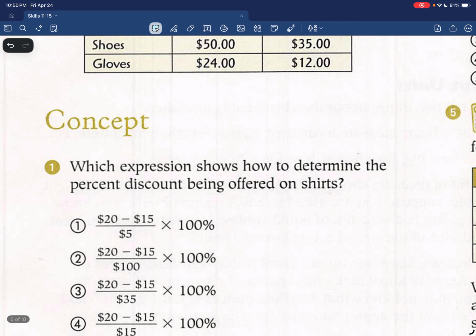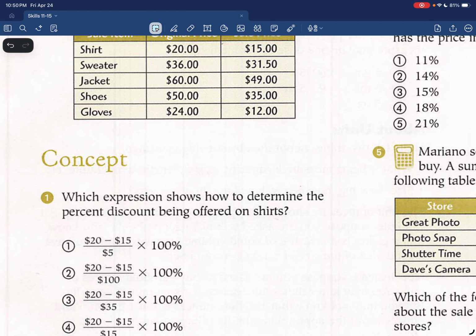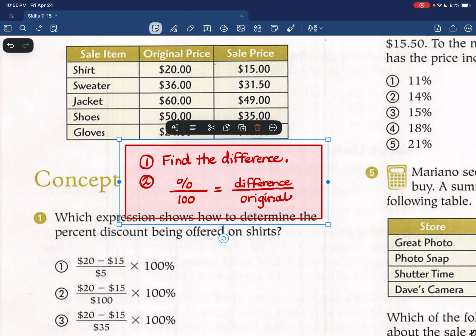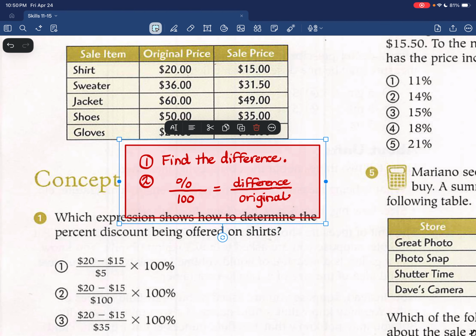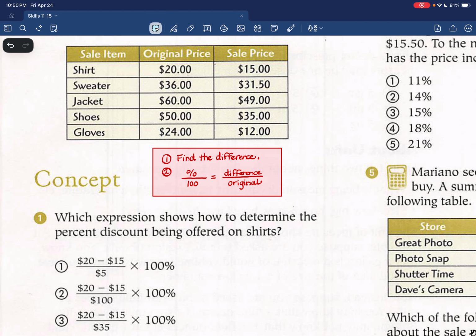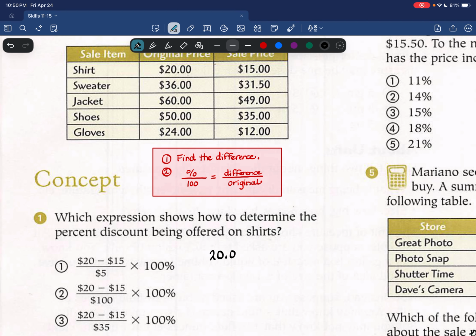Here's the question. Which expression shows how to determine the percent discount being offered on shirts? So if I look up here at shirts and I remember my process here, the first thing I'm supposed to do is find the difference. Well, they give me the difference in price. I know that originally the shirts were $20. On sale, they are $15. So that is a difference of $5.